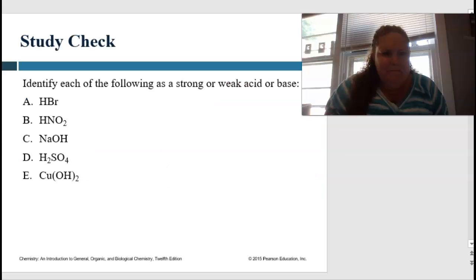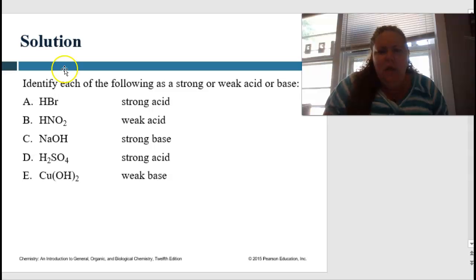Okay, so let's apply this. Let's identify whether each of the following is a strong or weak acid or base. Pause me and come back. So HBr is a strong acid, HNO2 is a weak acid, NaOH is a strong base, H2SO4 is a strong acid, and Cu(OH)2 is a weak base.